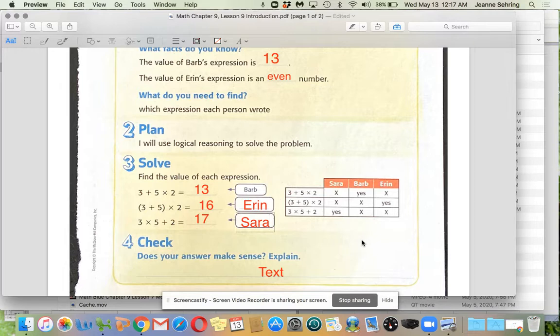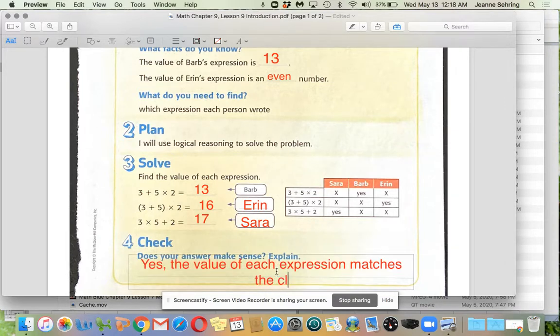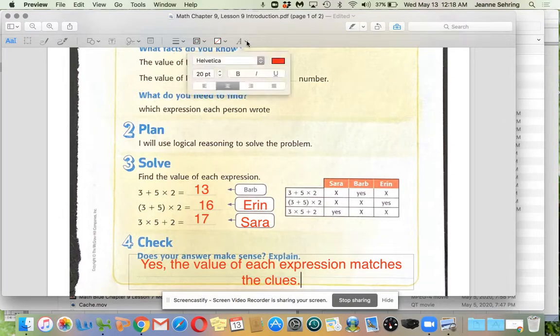Okay, so let's look at it. Check. Does your answer make sense? Yes, it does make sense. The value of each expression matches the clues. Let's make that a whole lot smaller so it fits.